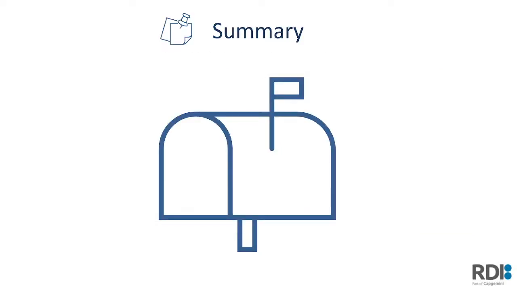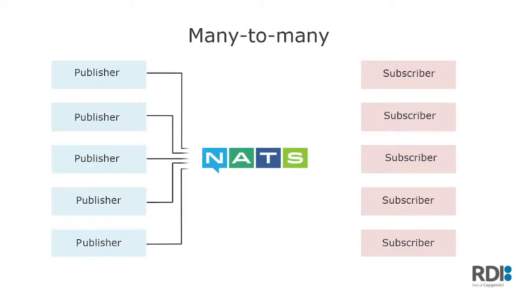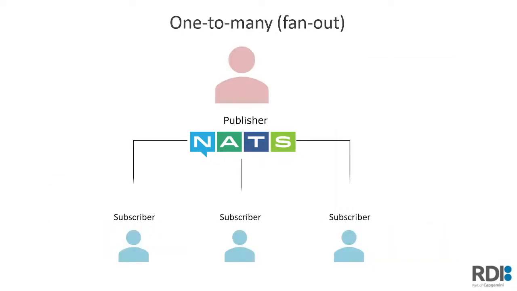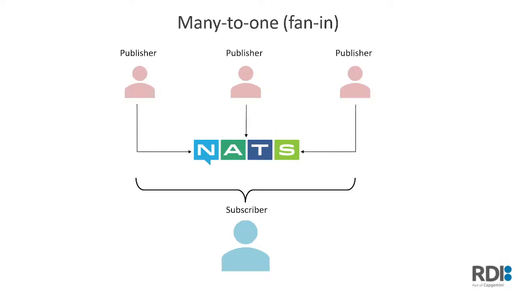So just to summarize, NATS can be thought of as a mailbox between publisher applications and subscriber applications. And NATS is really good because it is simple, it's lightweight, and about the communication, it can adopt a lot of different formats. So let's see it. It can be many-to-many, which means that we have a lot of publisher applications and a lot of subscriber applications. It can be one-to-many or fan out, which means that we have just one publisher and a lot of subscribers. Or it can be many-to-one or fan in, which means that we have a lot of publishers and just one subscriber.